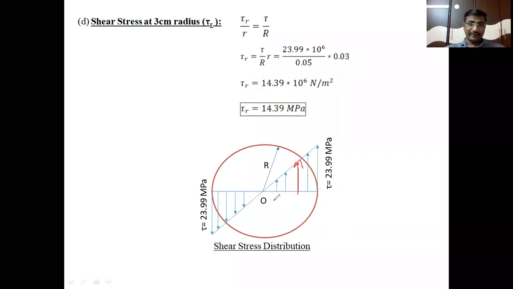Let us take this as a radius of 3 centimeters at a particular point. At that particular 3 centimeter radius, the shear stress is 14.39. Shear stress increases from center to surface. Surface shear stress is maximum, 23.99 megapascals, and shear stress at the center is 0. So shear stress varies linearly from center to surface. Similarly, if you draw the shear stress distribution on the other side, we will get the same diagram. So shear stress varies linearly, maximum at the surface and 0 at the center.